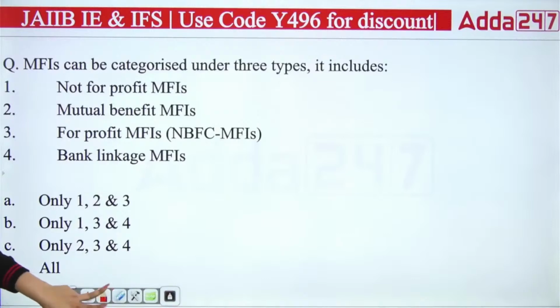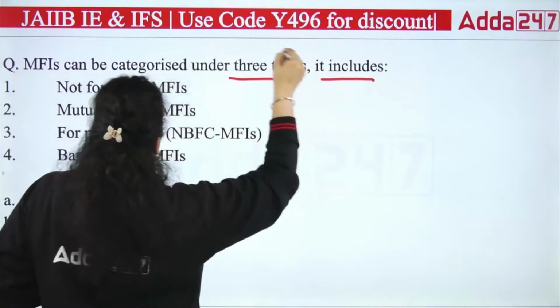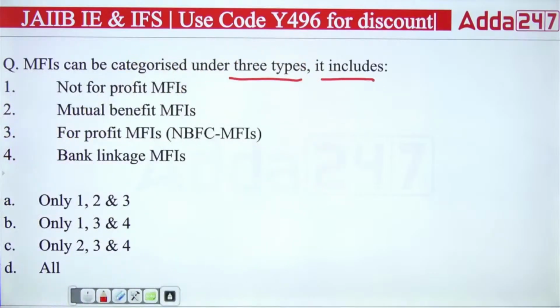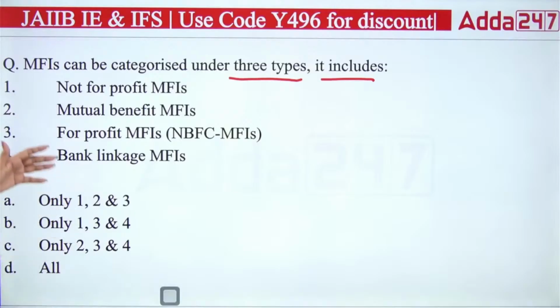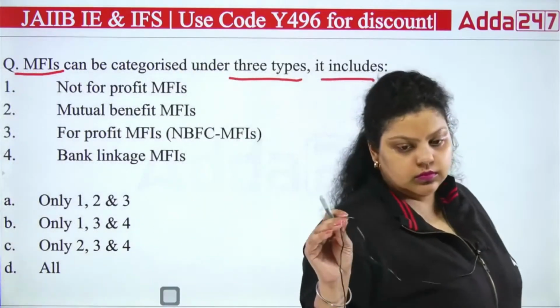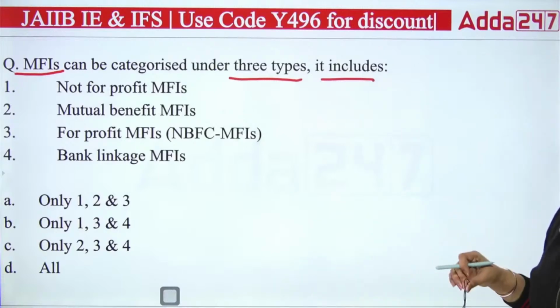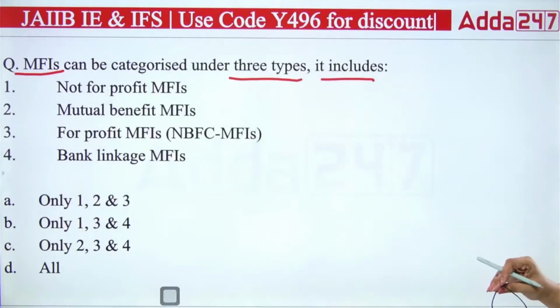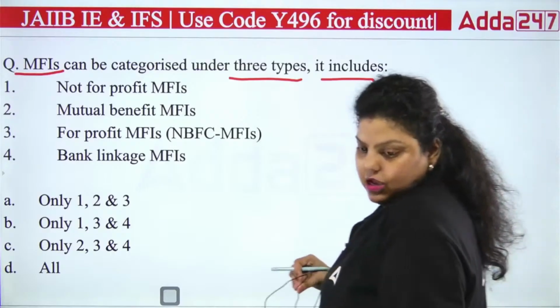Next question. Microfinance institutions can be categorized into 3 types. It includes which of the following? Out of these 4 statements, which of the following are the types of microfinance institutions? First is saying not for profit, second is saying mutual benefit, third is saying for profit, fourth is saying bank linkage. So types of microfinance institution you have to answer. A, B, C or D?